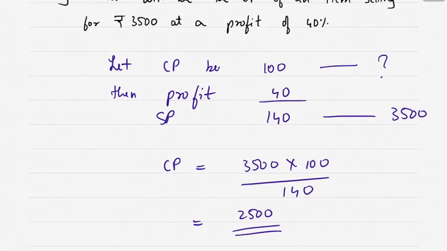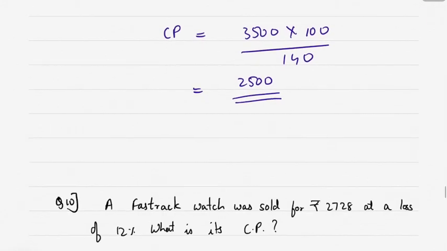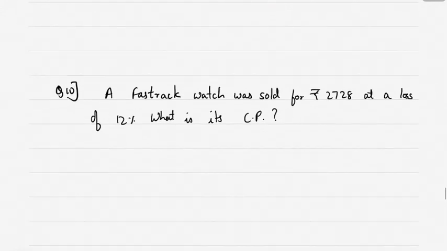Okay, so whenever selling price is given, cost price is not given, and profit percent or loss percent is given, always assume if cost price is 100, what will happen. Okay, and selling price comes to 140 and selling price is given as 3,500. So how much would be cost price? This is the simplest way to solve this sum. Let's see the next question.